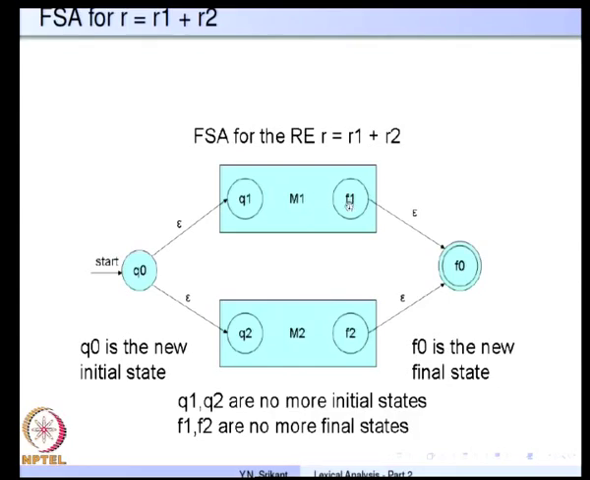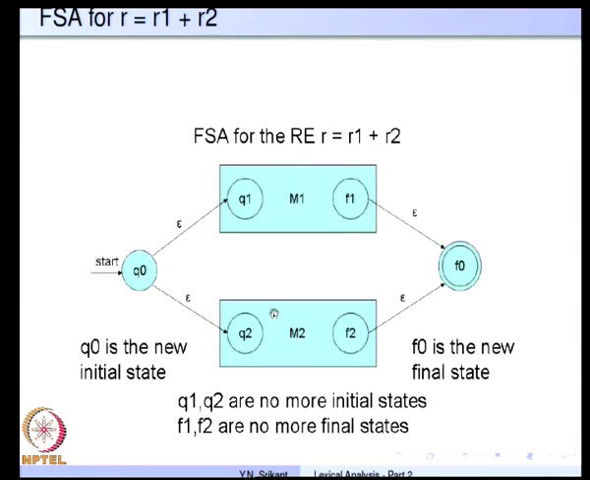Make the two final states F1 and F2 of the two machines M1 and M2 non-final states. Mind you, there are no double circles here. And add transitions on epsilon from each of these states to the new final state F0. So, Q0 is the new initial state, F0 is the new final state, and Q1, Q2 are no more the initial states, and F1, F2 are no more the final states.